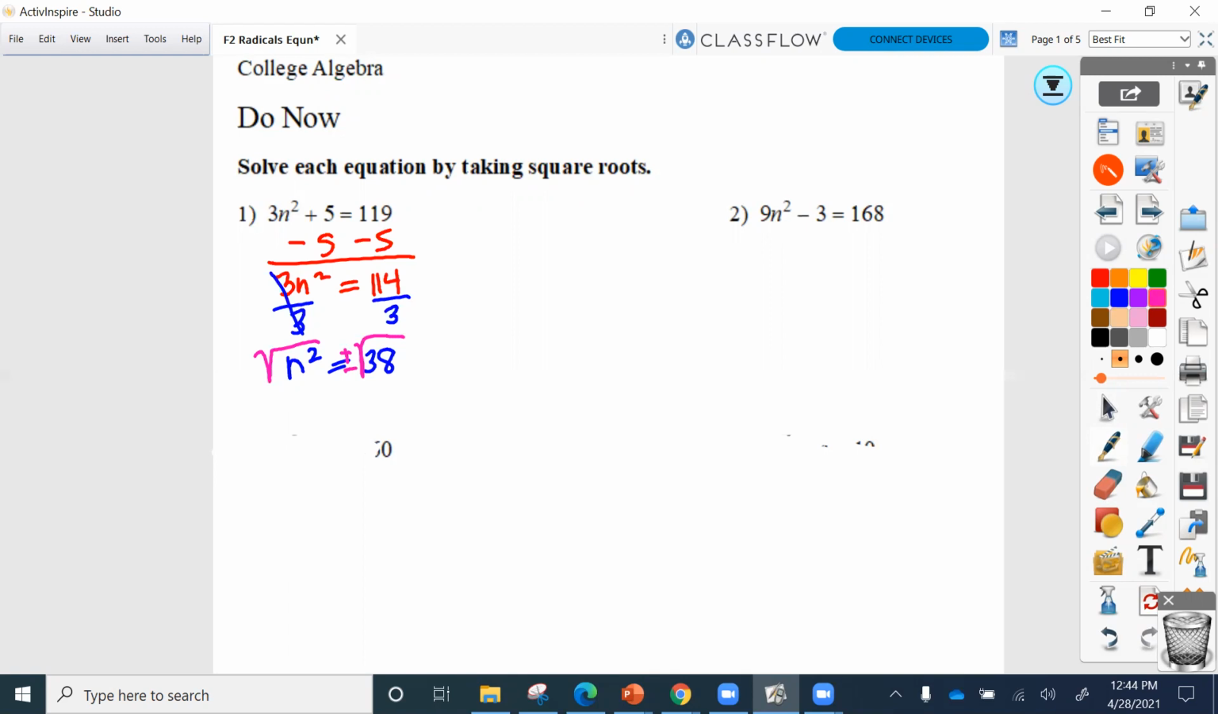And the reason for that is because if you square a positive number, you'll get the same number. And if you square a negative number, you'll get the same number. So that's why you have to do plus or minus. Okay, so what we get here is n, since the square root and the square cancel each other out, equals plus or minus the square root of 38. So this is an exact answer.